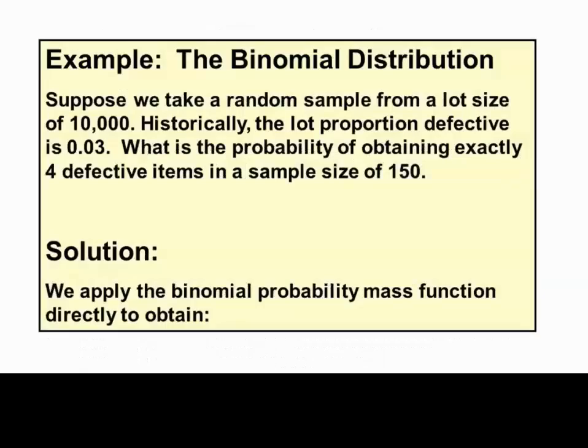Let's take a look at an example of this. Suppose we take a random sample from a lot size of 10,000, and we know historically that the probability of finding a defect is 3%, or 3% of the 10,000 are defective. What I want to know then is the probability of obtaining exactly some number of defective items, let's call it 4, out of a sample size of 150. Well, that's what the binomial tells us, right? So let's set that up.